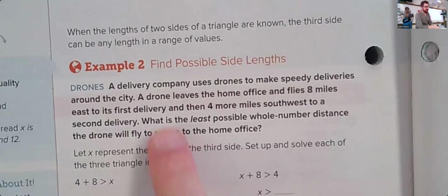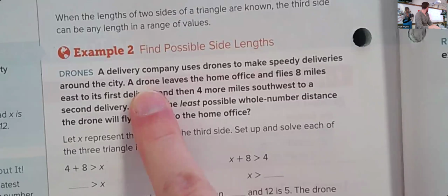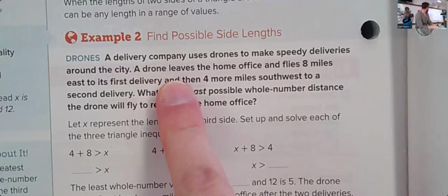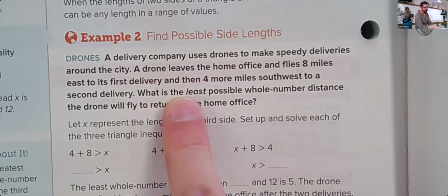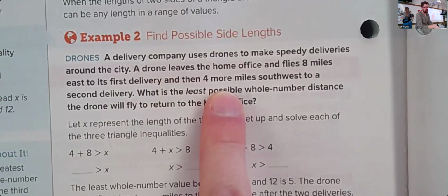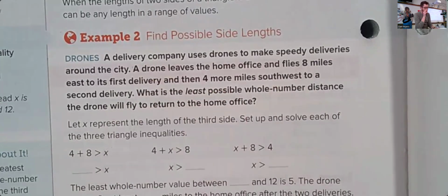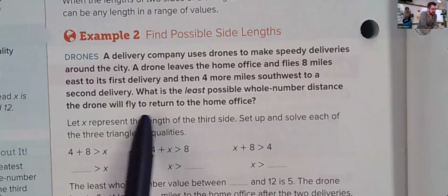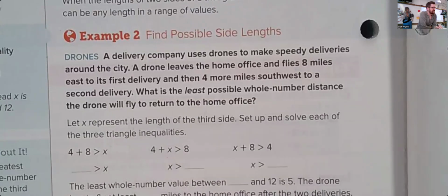It says a delivery company uses drones to make speedy deliveries around the city. A drone leaves the home office and flies 8 miles east to its first delivery, and then 4 more miles southwest to a second delivery. What is the least possible whole number distance the drone will fly to return home to the office?